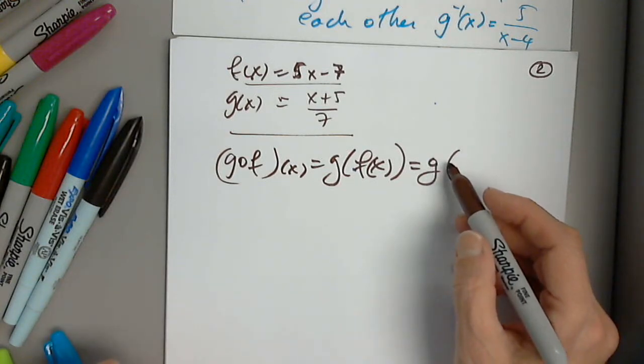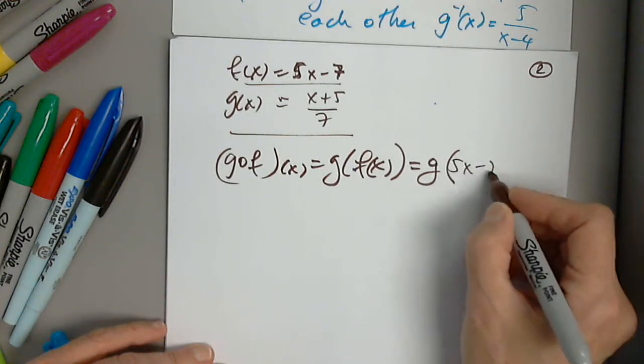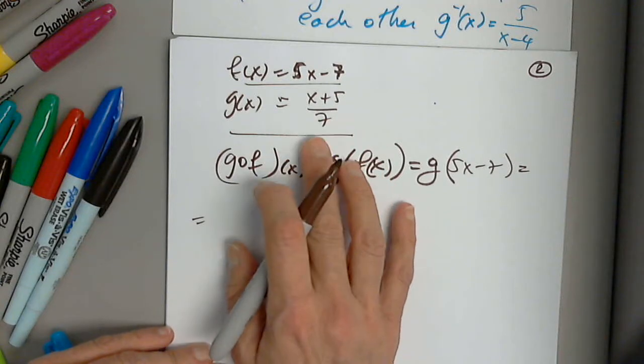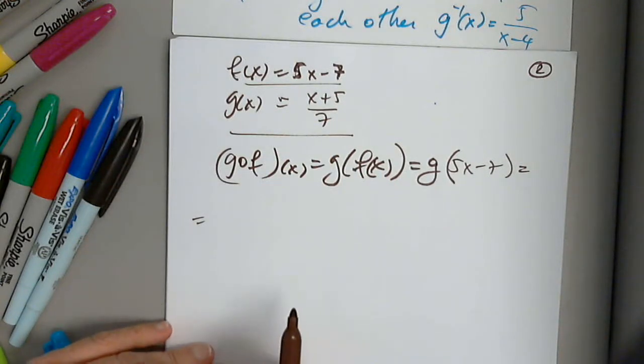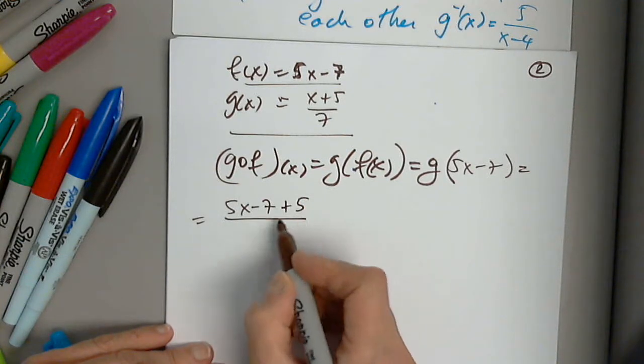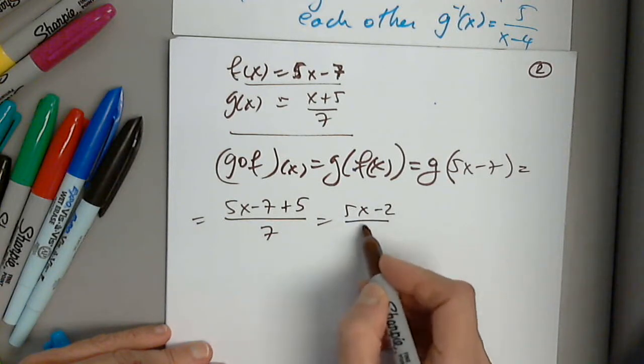g of 5x minus 7. Perfect, thank you, right? Good, so now look at g. g says whatever plus 5 over 7. How do I write this? 5x minus 7 plus 1. Very good. So this is 5x minus 2 over 7.